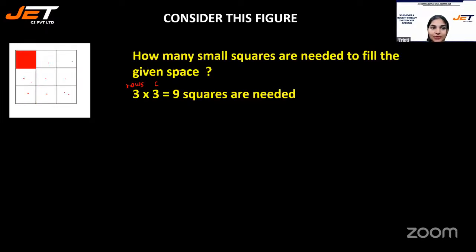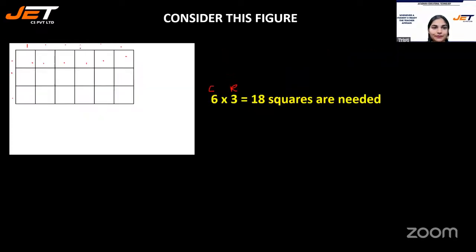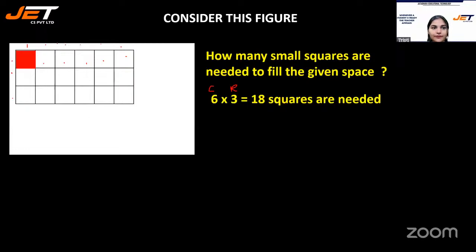The same thing happened here. So 3 rows here and 3 columns. Column 1, 2, 3. Row 1, 2, 3. 3 times 3, which is equal to 9. 9 squares are needed. All right, that's how you have to do it.